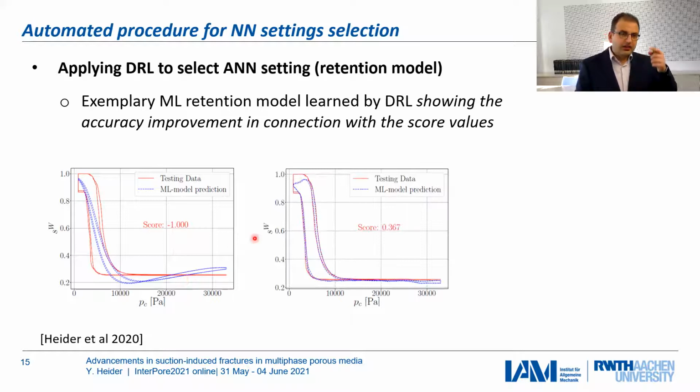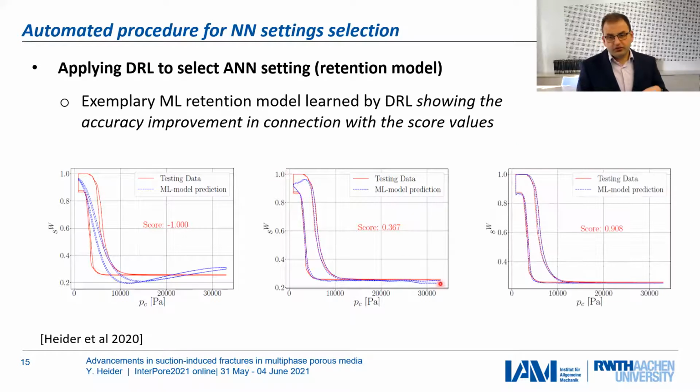Then by repeating this iteration, so the deep reinforcement learning iterations, the scores improve. Our score now is 0.3, and now we see our machine learning model is performing much better. We still have some problems here and above. And then by continuing the iteration, we get a very high score, which is 0.908. And then our trained model is showing a very good performance.